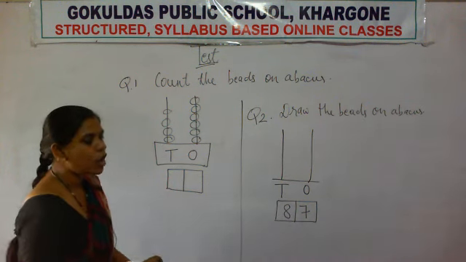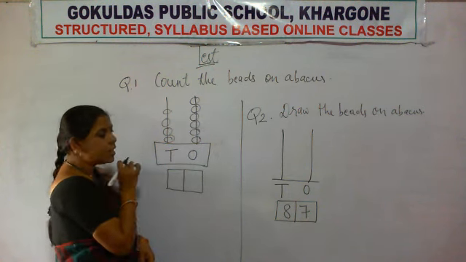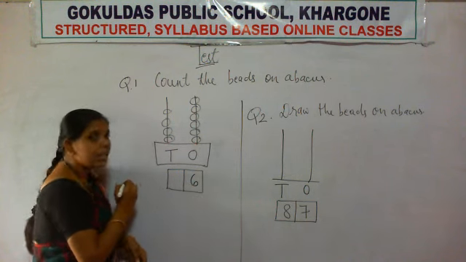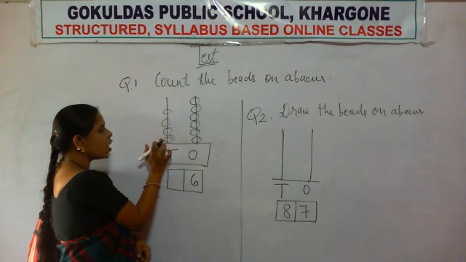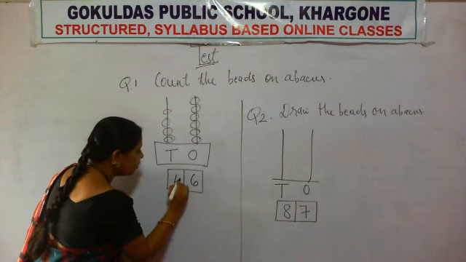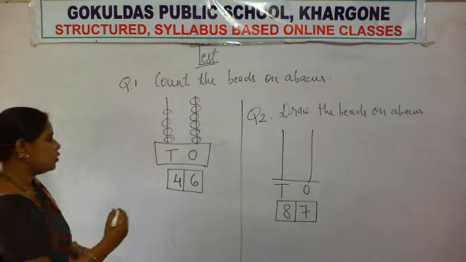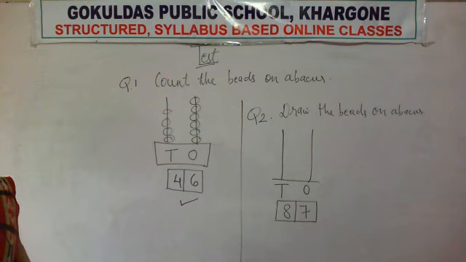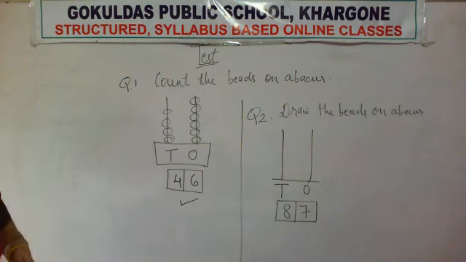So let's count how many beads are here. 1, 2, 3, 4, 5, 6. Have you written here 6? Yes, very good. How many beads are there here? Let's count. 1, 2, 3, 4. So 46. How many of you have done it right? Mark right this side, and clap for yourself. Very good students, very good.